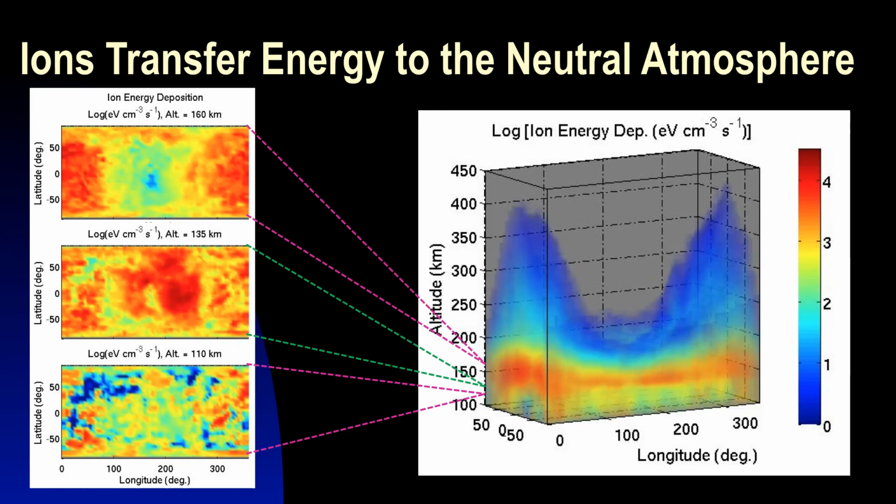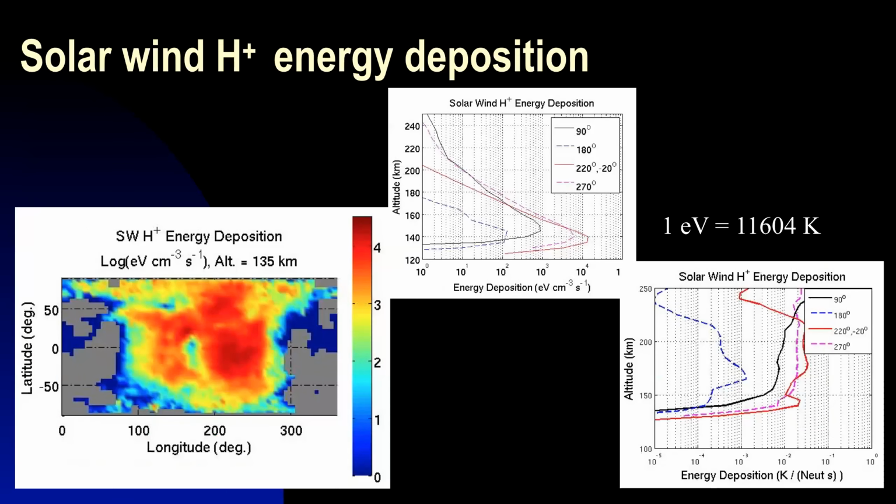It gets interesting at 135 kilometers, where all of a sudden we get this new energy source being deposited on the night side. And then even at 110 kilometers, which is well below the ionospheric peak, we still have ions depositing energy. So if we look at what is creating that night side bulge, or that night side energy deposition, we see that's the solar wind protons.